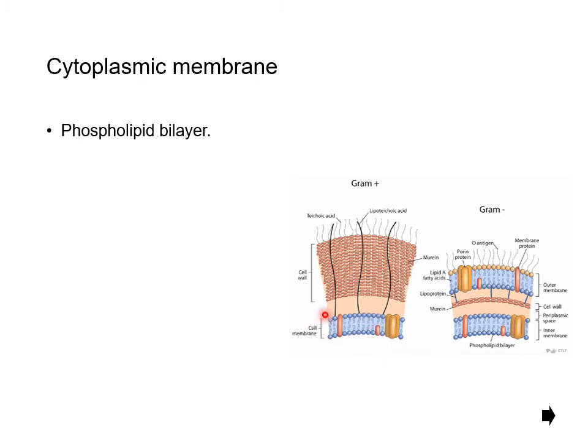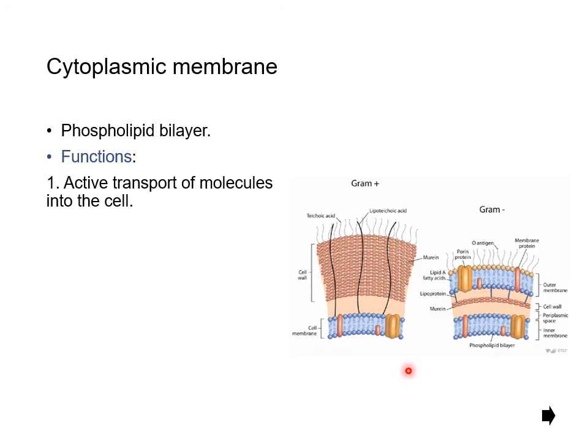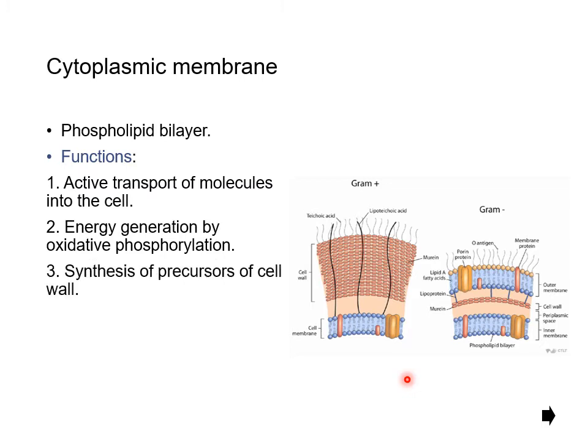It's actually composed of a phospholipid bilayer. Bilayer means two layers, so you can see them here in pairs. What is the function of the cytoplasmic membrane? One of the first important functions is that it allows the active transport of molecules into the cell. It also allows the generation of energy by a process called oxidative phosphorylation.